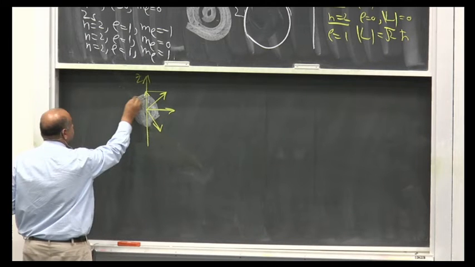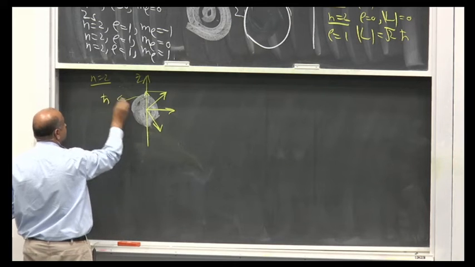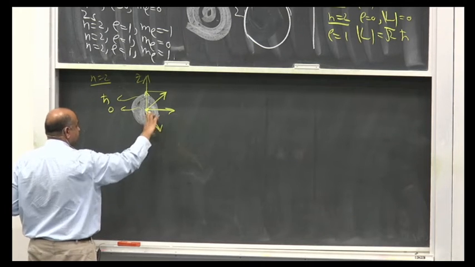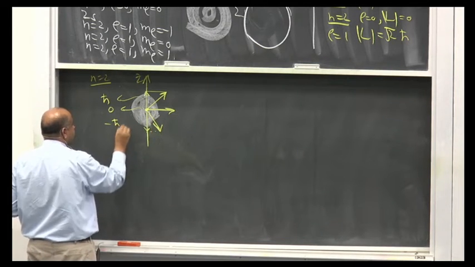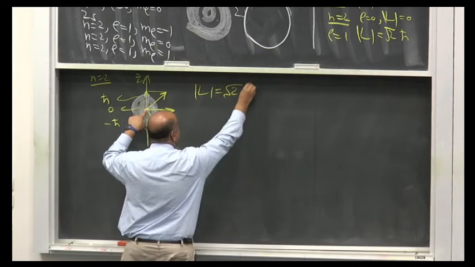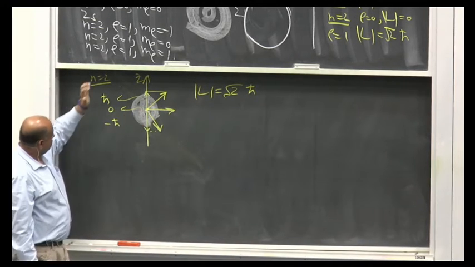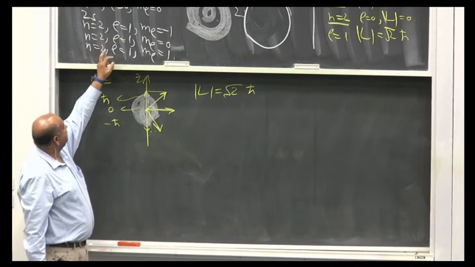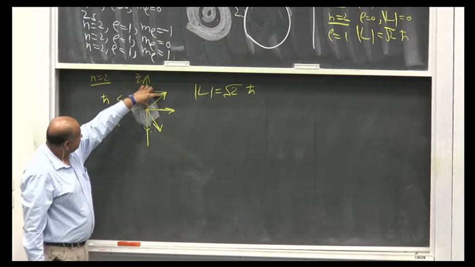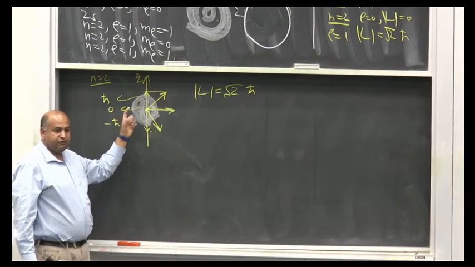I am talking about n is equal to 2. In this case the z component will be ħ, in this case the z component is 0, and in this case the projection on this axis is minus ħ. But in all three cases the magnitude is restricted to square root 2 times ħ. In the n is equal to 2 state there are 3 possibilities: same magnitude, 3 different possibilities of the z component of the vector.